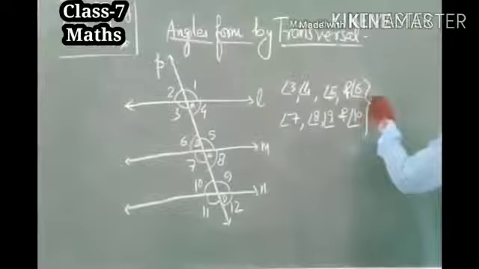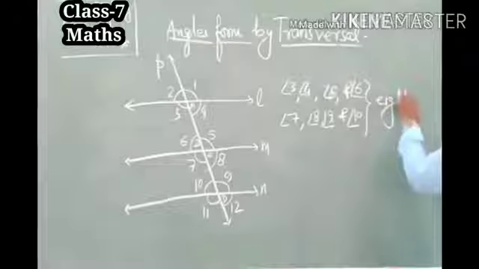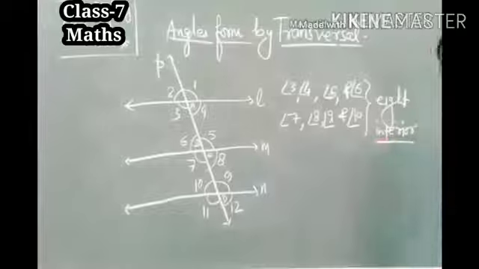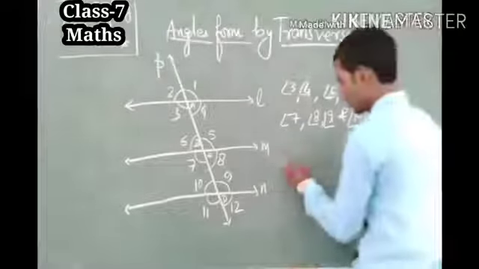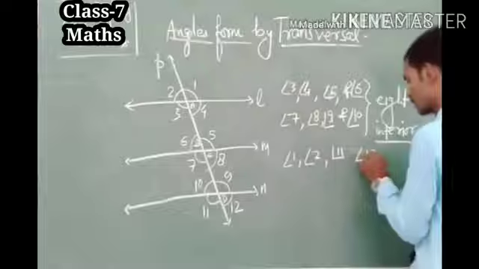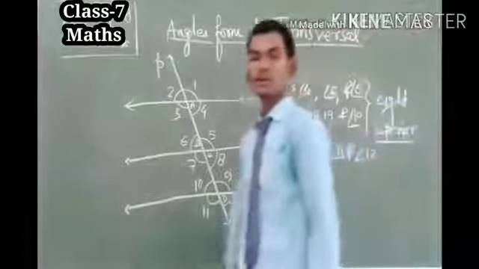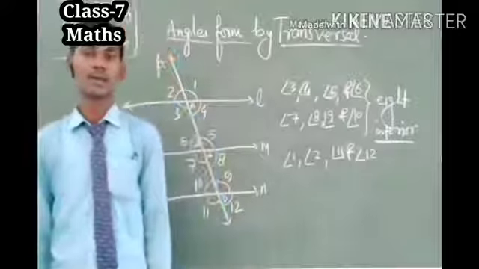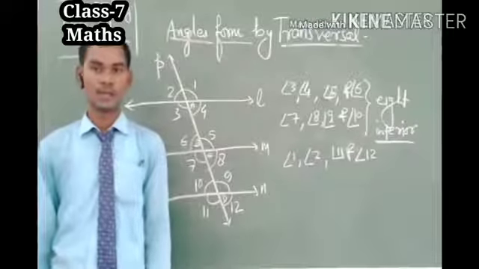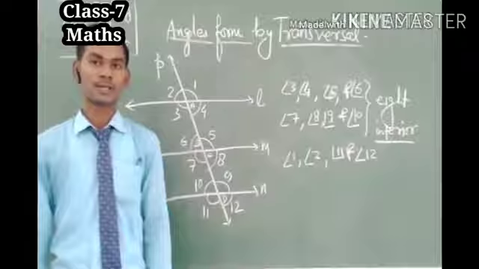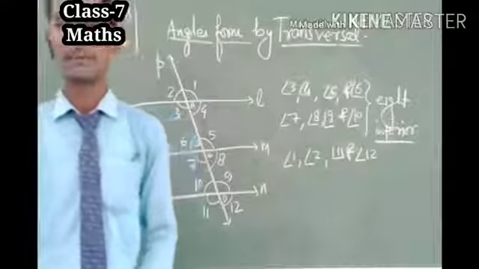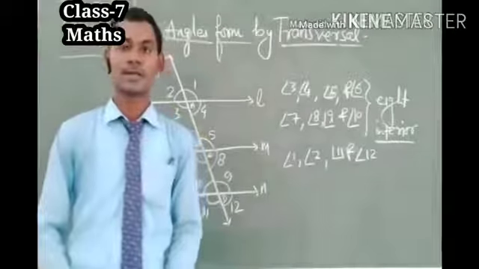So there are 8 interior angles, and angle 1, angle 2, angle 11 and angle 12 are the exterior angles because they do not have the common line segment and also do not lie between the given lines, so they are the exterior angles. I hope it is clear. So now let us see some examples on the interior angle and exterior angle.